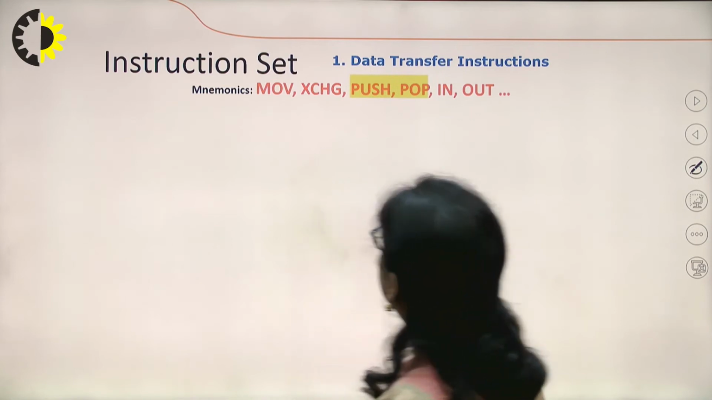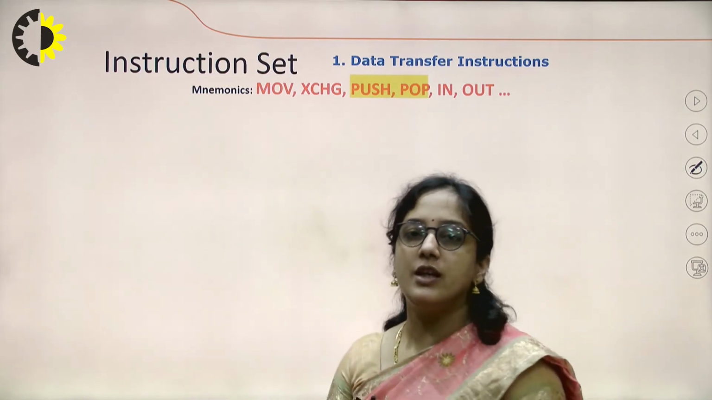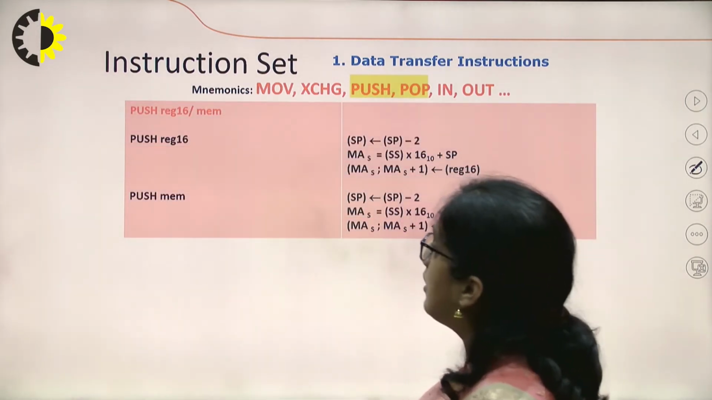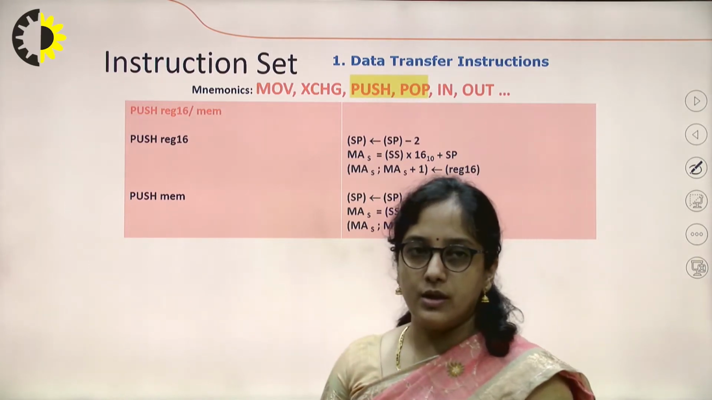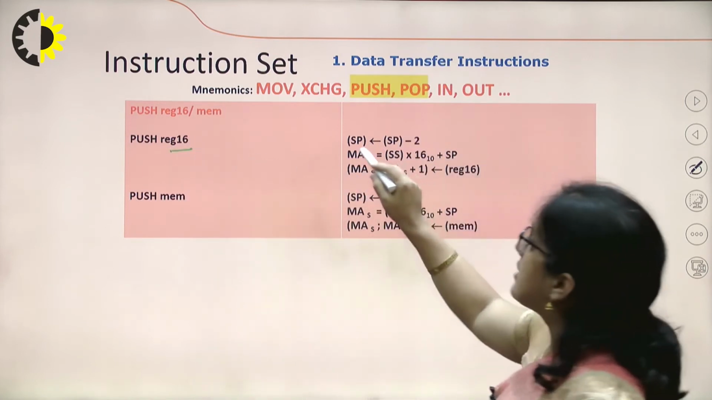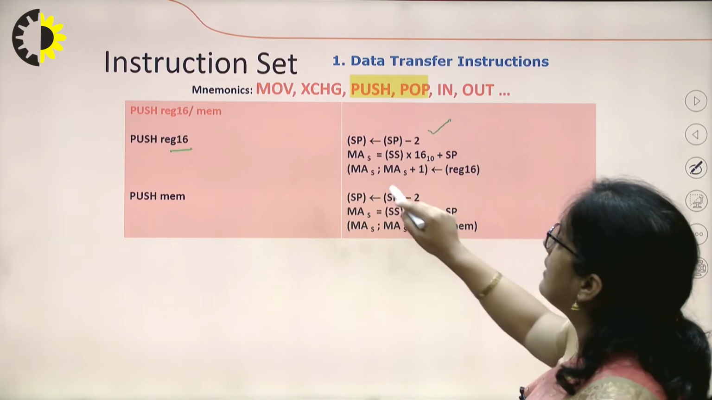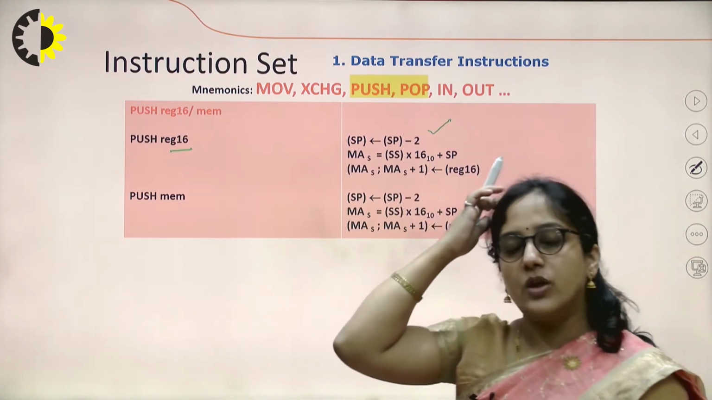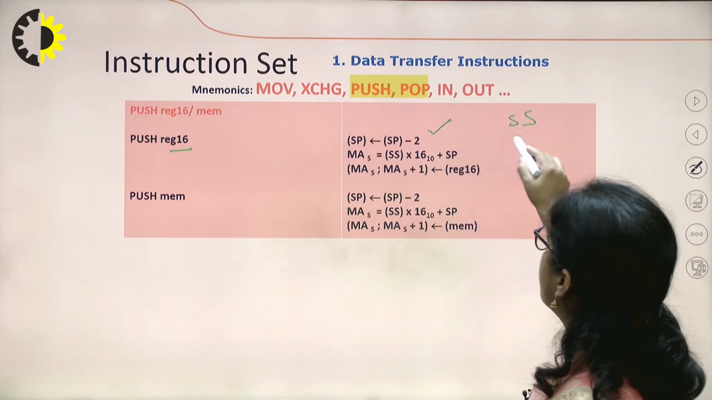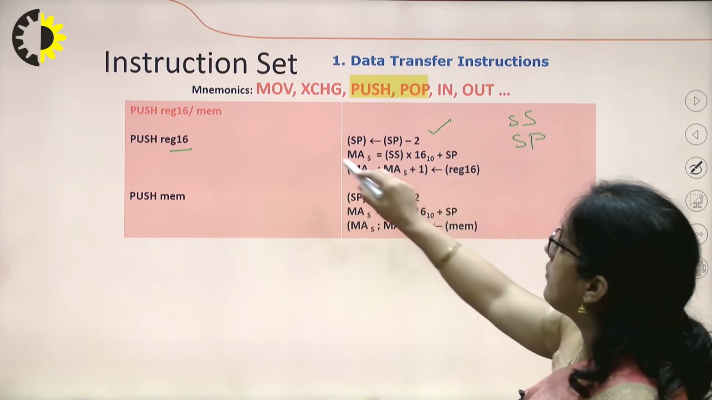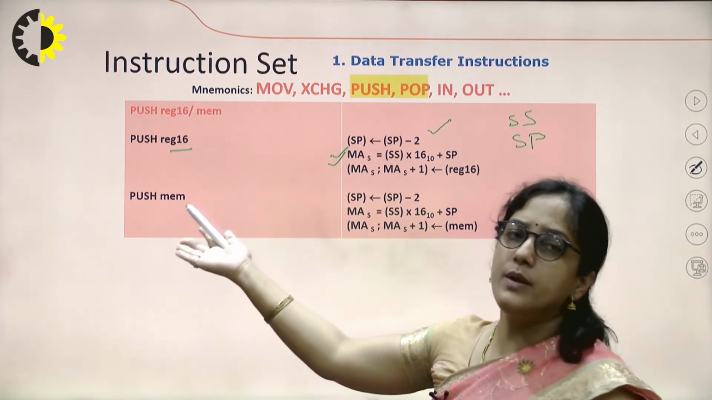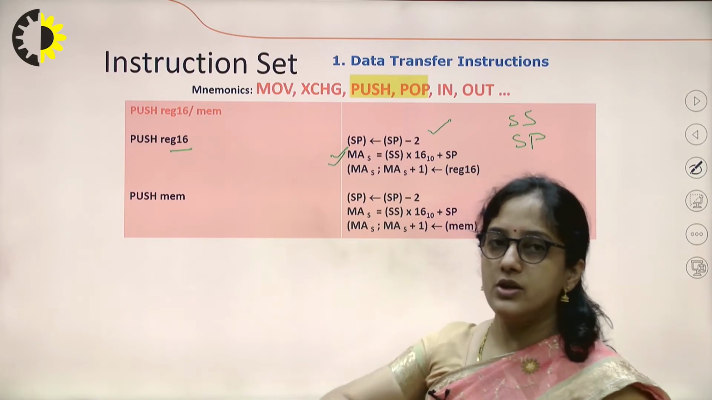Next instructions are push and pop. These are the two instructions which we use to work with the stack. Here we can push the content of a register or we can push memory content also. In case we have to push a register content, the stack pointer has to be decremented by 2, and then the content is transferred to the location whose base address is stored in SS and whose offset address is stored in SP. From the combination we can generate a physical address, that is, the machine address MA.